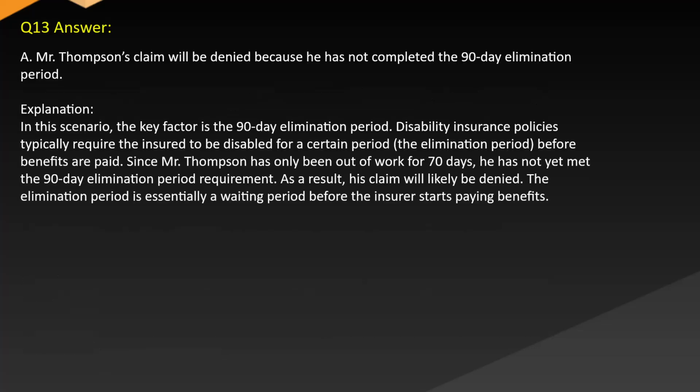Answer: A. Mr. Thompson's claim will be denied because he has not completed the 90-day elimination period. Explanation: in this scenario, the key factor is the 90-day elimination period. Disability insurance policies typically require the insured to be disabled for a certain period, the elimination period, before benefits are paid. Since Mr. Thompson has only been out of work for 70 days, he has not yet met the 90-day elimination period requirement. As a result, his claim will likely be denied. The elimination period is essentially a waiting period before the insurer starts paying benefits.